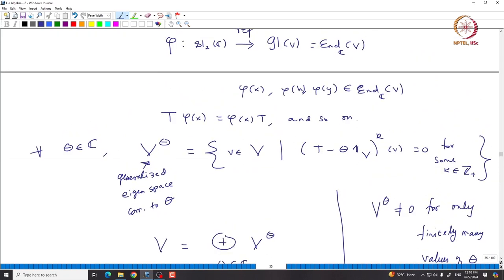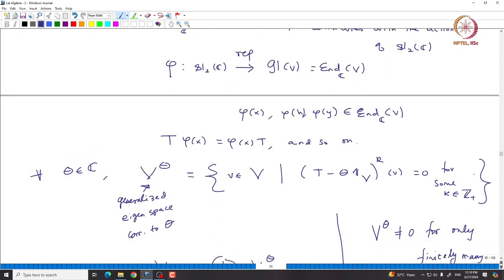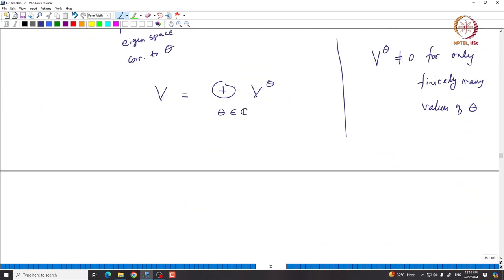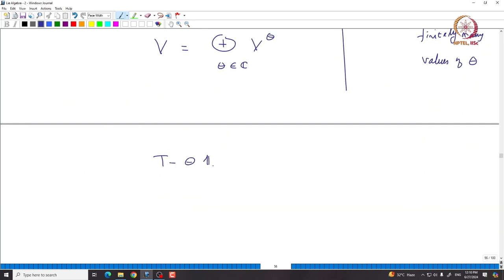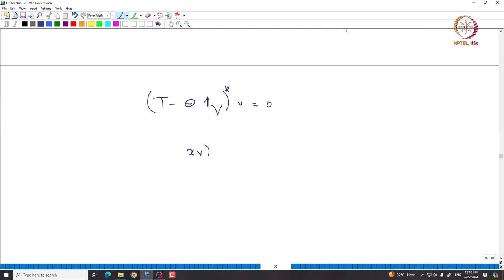Now what is special about this V theta? It is a simple exercise. If phi x commutes with T, then this generalized eigenspace will be invariant under phi x. Because if I take T minus theta identity to the power k applied to v, it is 0, where v is in capital V. Then if I take x v and apply T minus theta identity to the power k, since x T is equal to T x, you can see that x can be taken out and then this becomes T minus theta identity to the power k v, which is 0. So this tells you that x v is again inside V theta.